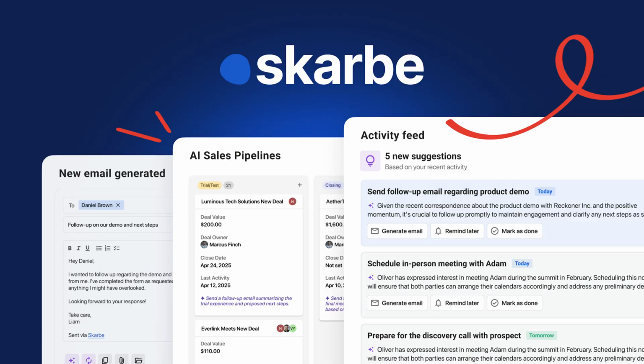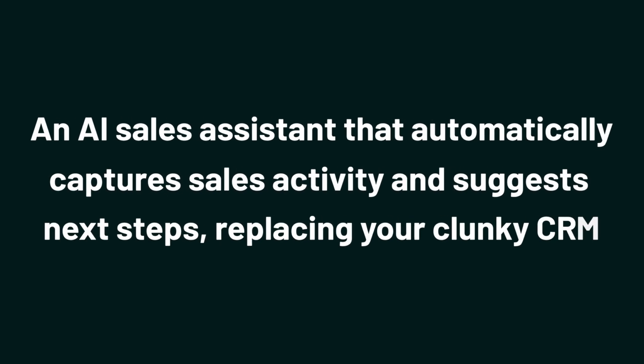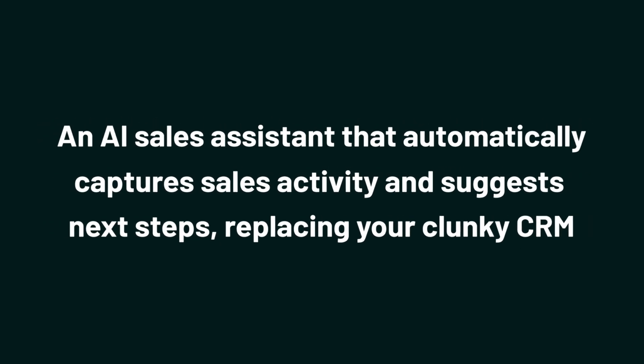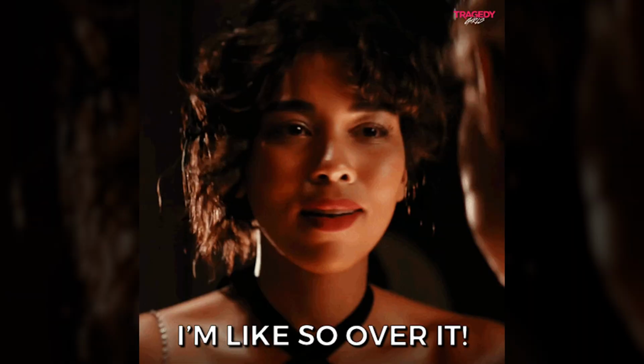Today we're checking out Skarbe, an AI sales assistant that automatically captures sales activity and suggests next steps, replacing your clunky CRM. Tired of juggling spreadsheets, scattered emails, and bulky CRMs? Skarbe is an AI-powered workspace that helps you stay organized, follow up faster, and close more deals all in one place.